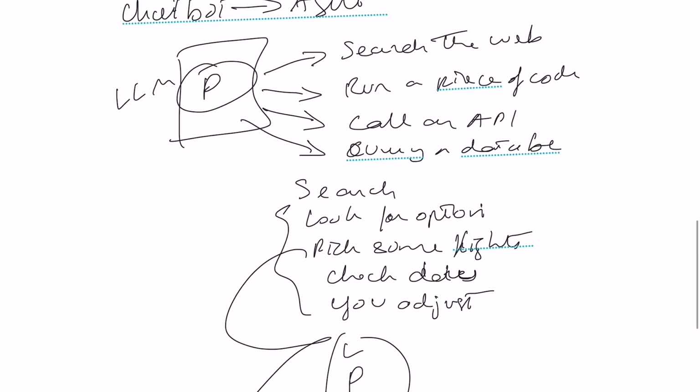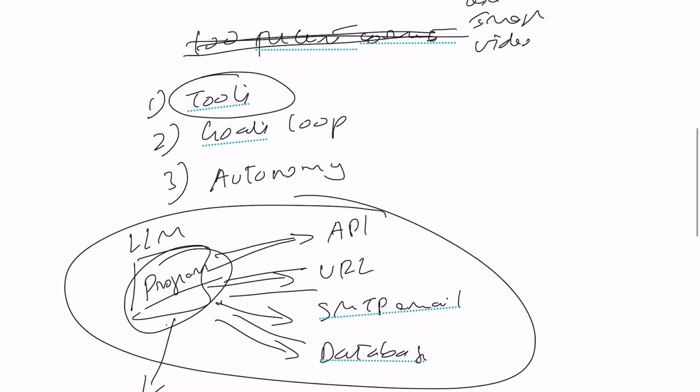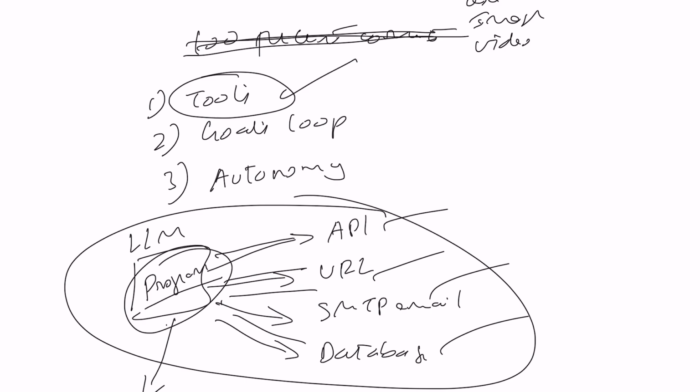So I hope you understand what I mean by tools, the first part which we were discussing over here, that it can be an API, it can be URL, SMTP, email, database, everything. So there is a concept called MCP, which we will discuss in my later videos. But right now, you can just understand that if you give the LLM a program, the power of tools or the tools connectivity, it can do much more for you, acting like an agent.